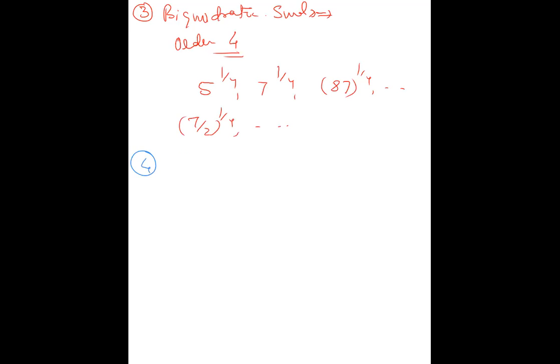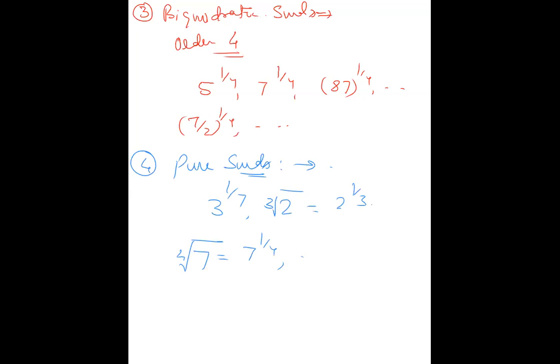Next is known as pure surds. Only surds are present, not mixed numbers or integers. Only surds are present means 3 to the power 1 by 7, 2 to the power 1 by 3, right? 7 to the power 1 by 4. This is called pure surds.